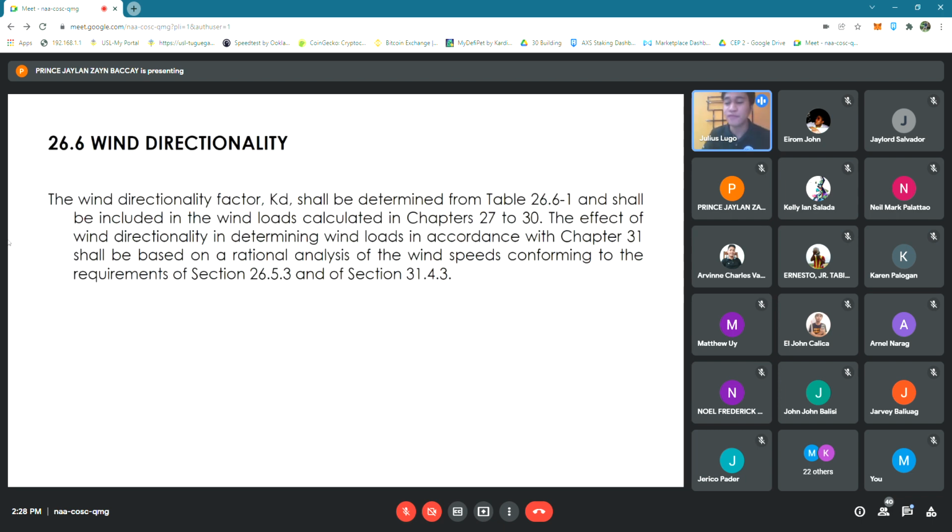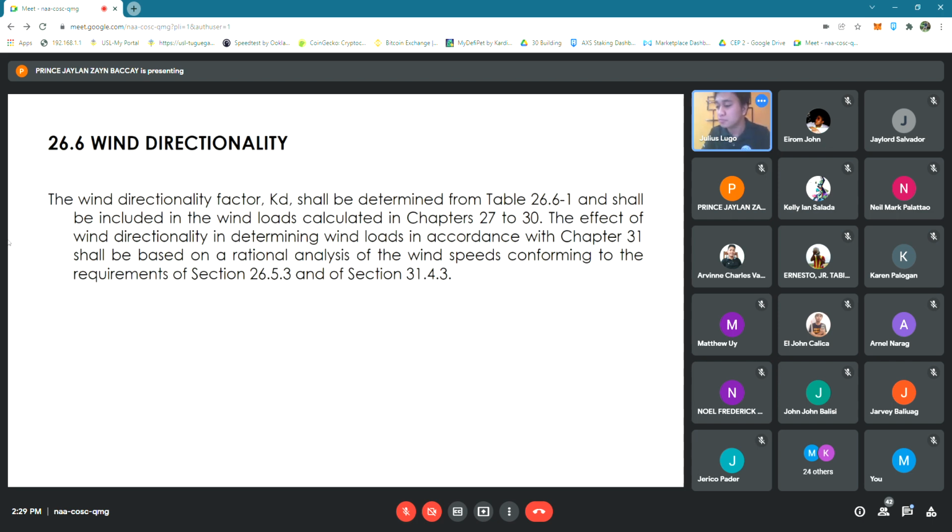So, we have naman yung wind directionality. Okay. So, the wind directionality factor, KD, shall be determined from table 26.6-1. Okay. So, meron tayong, I think that's the table earlier. Okay. And shall be included in the wind loads calculated in chapters 27 to 30. And the effect of wind directionality in determining wind loads in accordance with chapter 31 shall be based on... ayan, so in accordance with chapter 31, pero hindi na tayo aabot dun sa chapter 31.